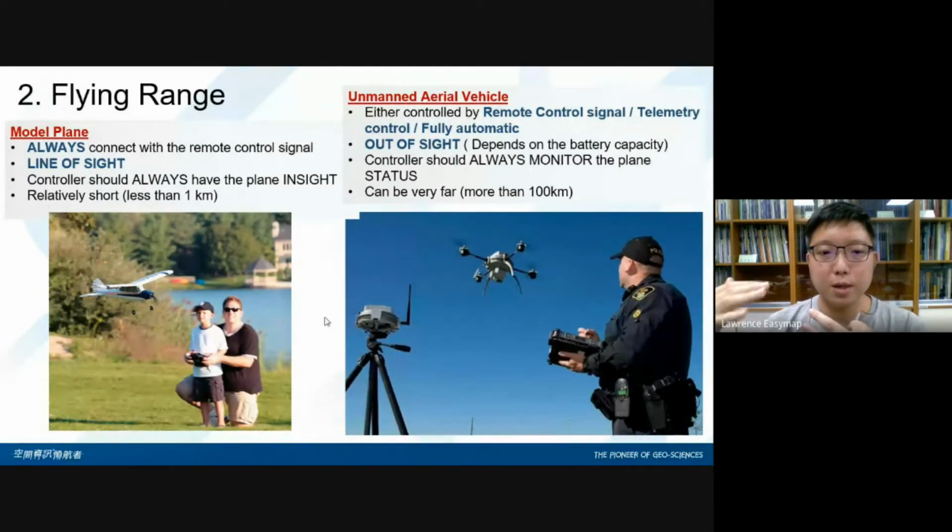But in that situation, it is very hard to find the airplane at such a long distance. So therefore, normally the flying range for those model airplanes is less than 1 kilometer.